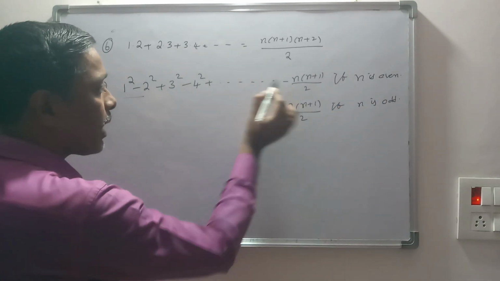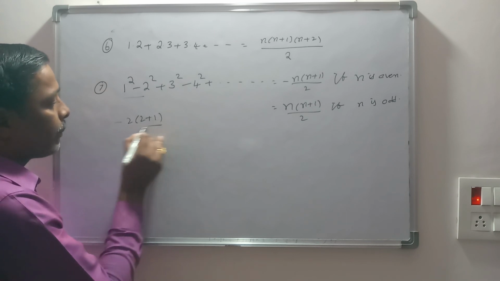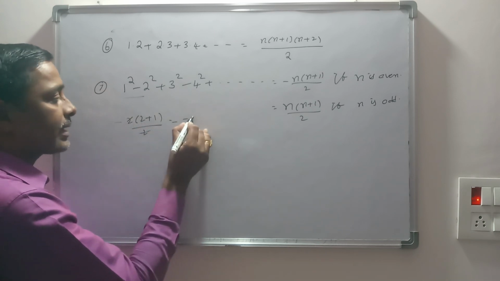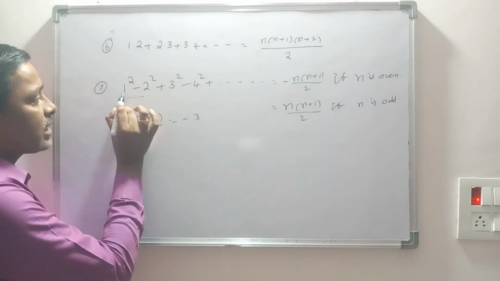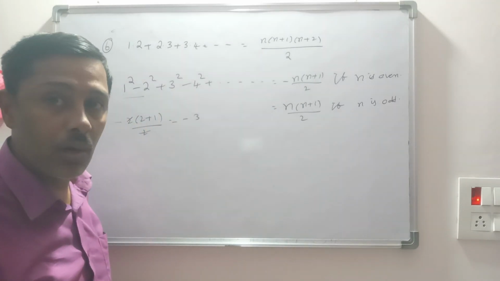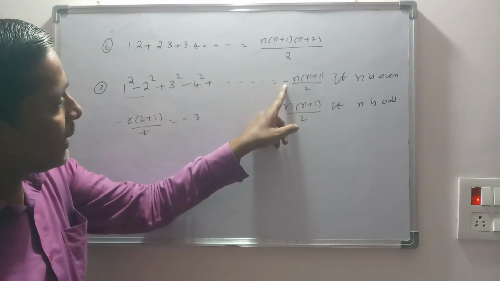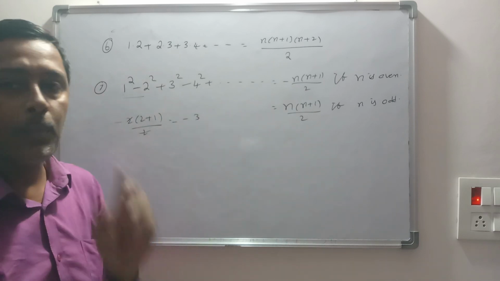What is the answer using the formula? Minus of, what is the n? 2 into (2 plus 1) by 2. The 2 gets cancelled. What is the answer? Minus 3. Check: 1 square means 1, 2 square means 4, 1 minus 4 is equal to minus 3. Directly using the formula: if n is even, the symbol is minus; if n is odd, the symbol is plus.